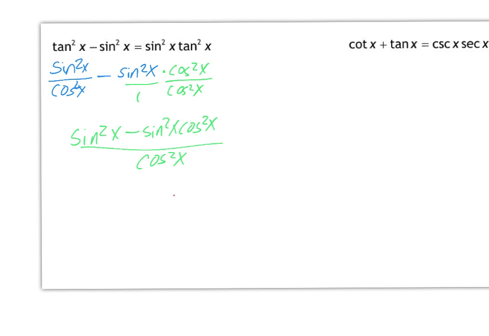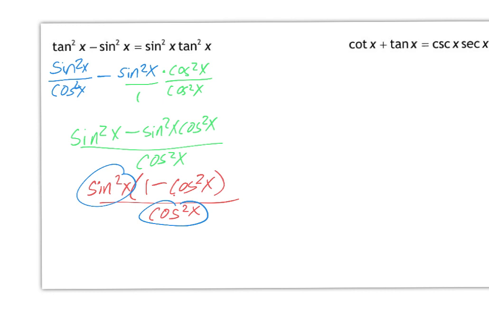So now I can factor something out of the top. I can take a sine squared out. And when we do that, we've got 1 minus cosine squared of x. On the bottom, we've got cosine squared of x. Okay. We've got two pieces here. The first is sine squared x over cosine squared x. That's going to be tangent squared of x. The second is 1 minus cosine squared x. That's one of our Pythagorean identities for sine squared of x. That's what we're trying to get to.